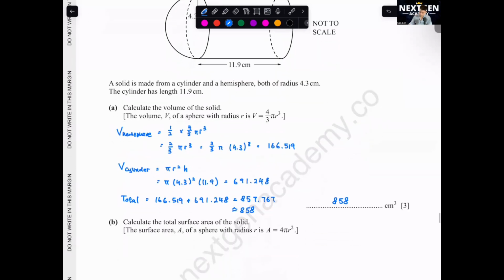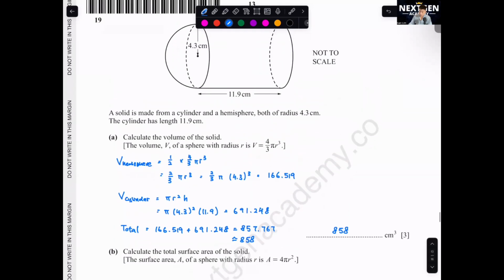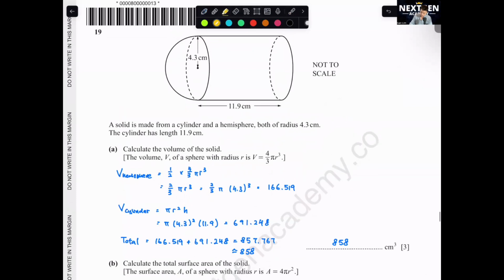Okay, question B, total surface area of the solid. Total surface area, there are 3 parts that we need to calculate. First one, this top part. Second one, the side here. Then third one is the bottom.